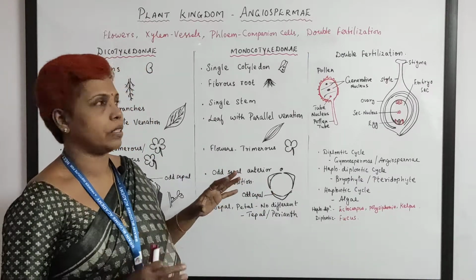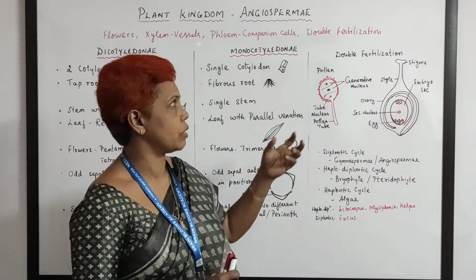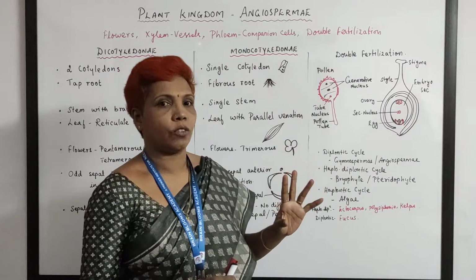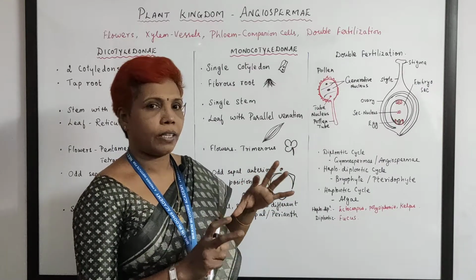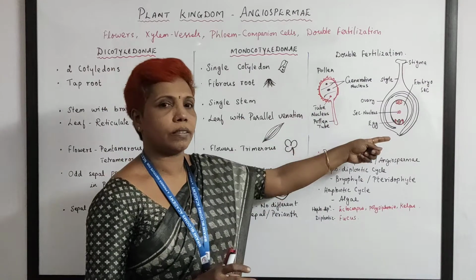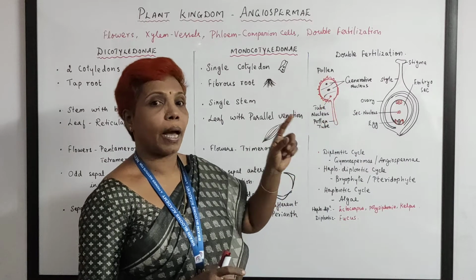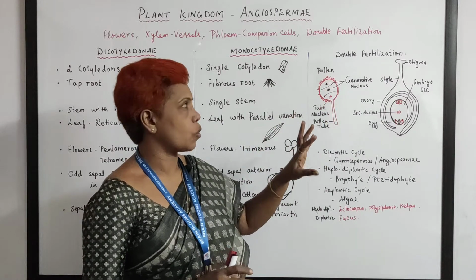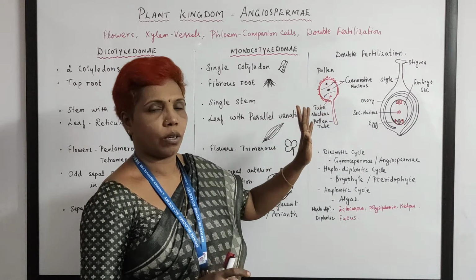But common features, like I said, the very unique feature of angiosperms is double fertilization. I'll just give a gist of double fertilization. Fertilization between the gametes and the female gamete here. Here the pollen grain is a gametophyte which has got two generative nuclei and one tube nucleus.